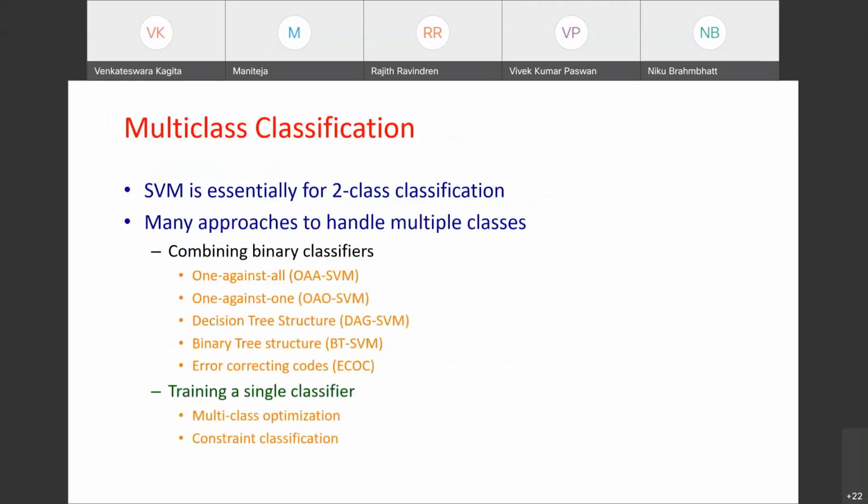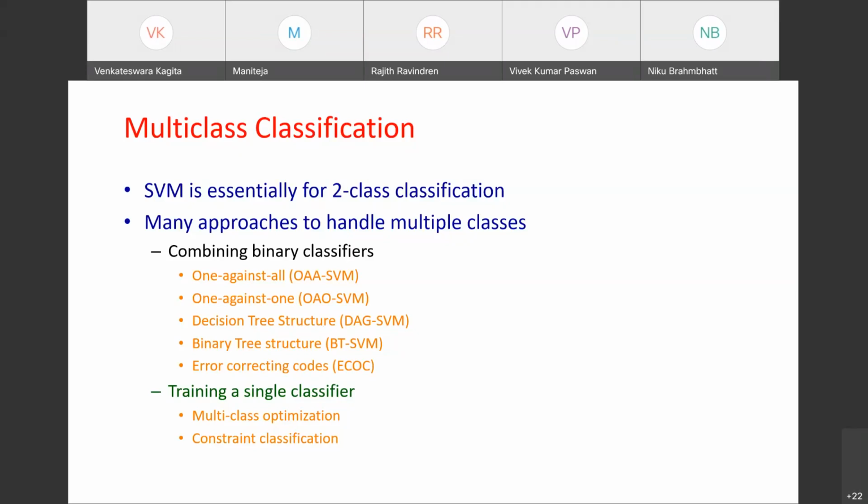But the SVM that we discussed in the previous session is essentially for two-class classification, so it can only do binary classification. How do you extend this binary SVM to a multi-class classification problem is what we are dealing with in this session. There are many approaches to handle multiple classes. One way is combining multiple binary classifiers and coming up with a solution to the multi-class classification problem.